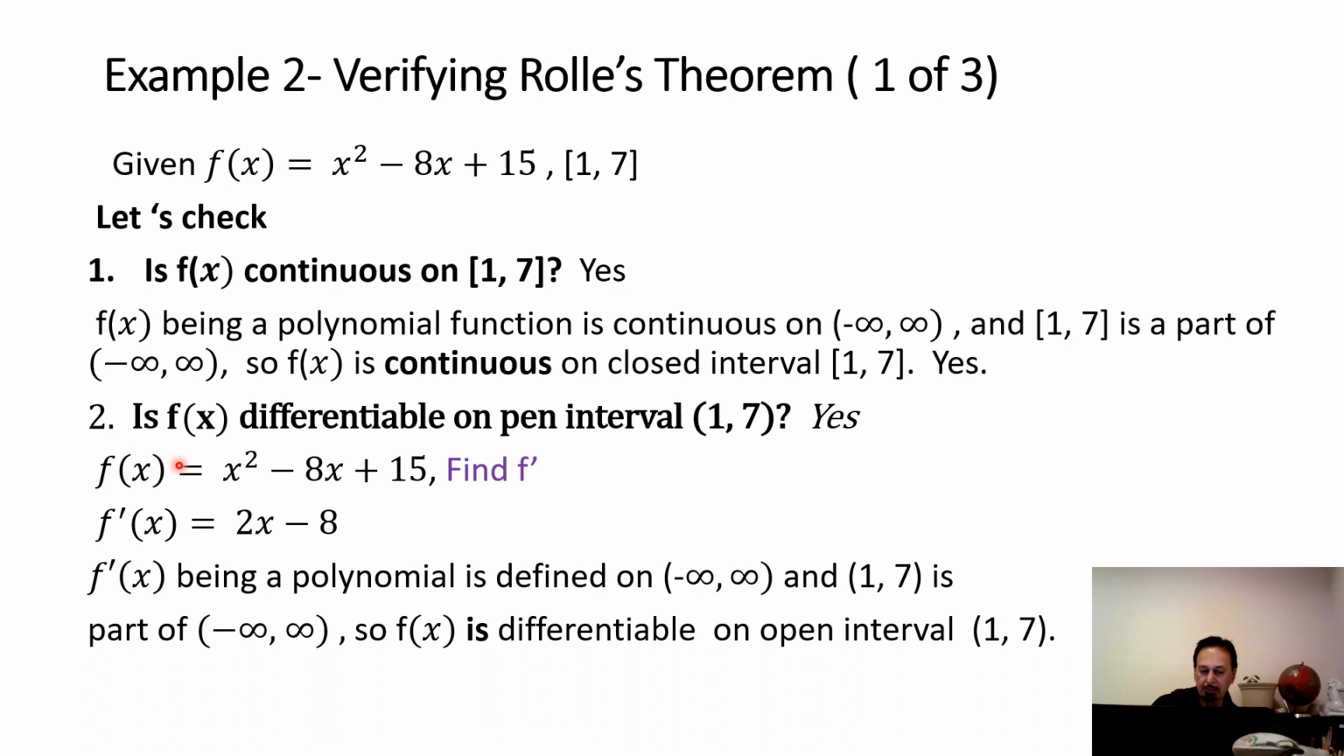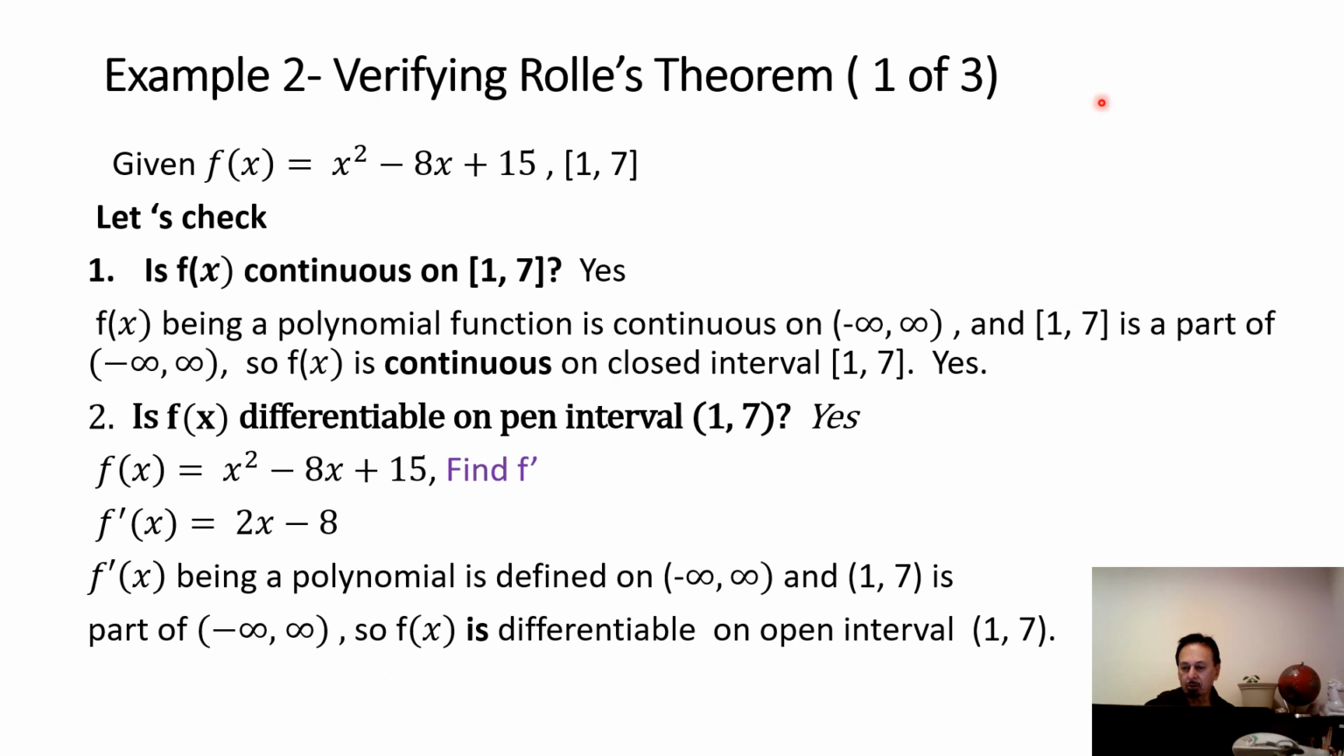Number 2, is f of x differentiable on the open interval 1 to 7? Let's first find the first derivative. The first derivative is 2x minus 8, and this is a polynomial also. This is defined on the entire number line from minus infinity to infinity. Same argument, 1 to 7 is a part of this. So f of x is differentiable on the open interval 1 to 7.